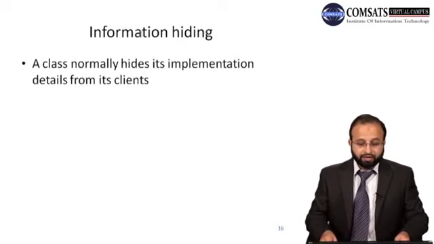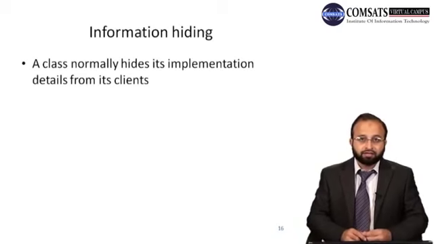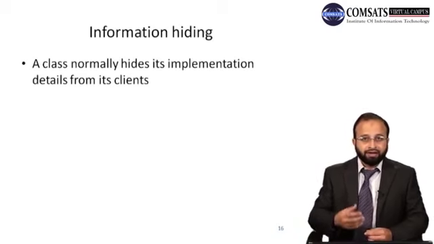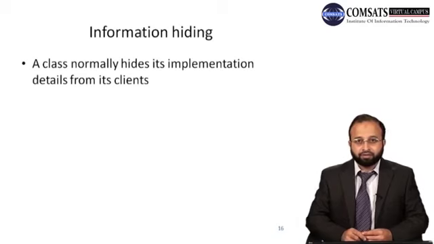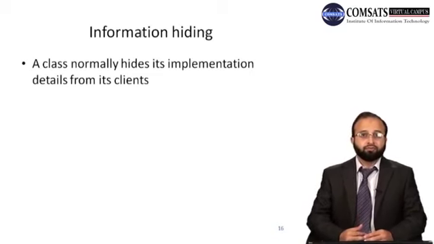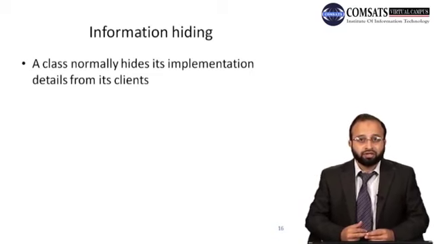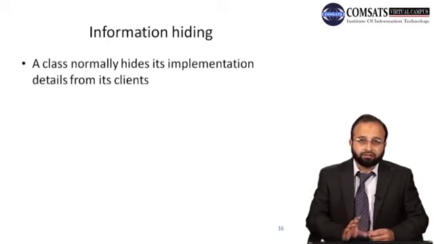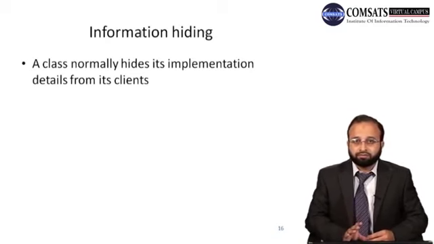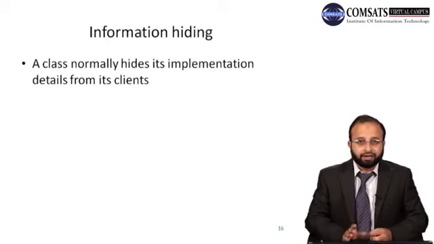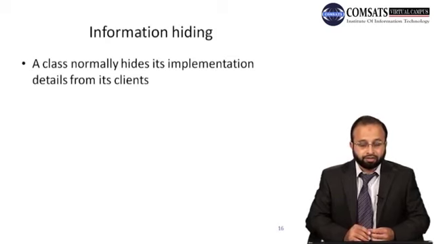So a class normally hides its implementation detail from the client. So usually when you make a class, you usually hide the detail of that class. For example, details are the private member function, public functions from the user. You hide the implementation details. You just tell that these are the function names. Now you can call these functions and get the functionality.